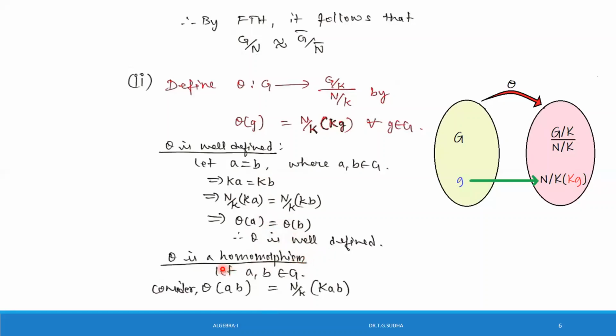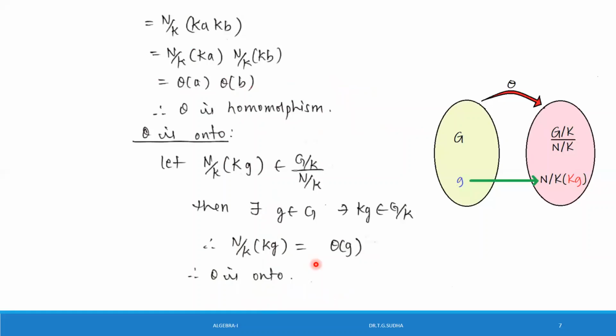Next, let us prove that theta is a homomorphism. For that, let us consider two elements A and B in G. Consider theta of AB. Since theta is defined as n by k of kAB, now this kAB can be written as Ka into Kb. So we get theta of AB is equal to n by k of Ka into Kb. Now this is the coset generated by Ka into Kb. Therefore, you can write this as n by k of Ka into n by k of Kb.